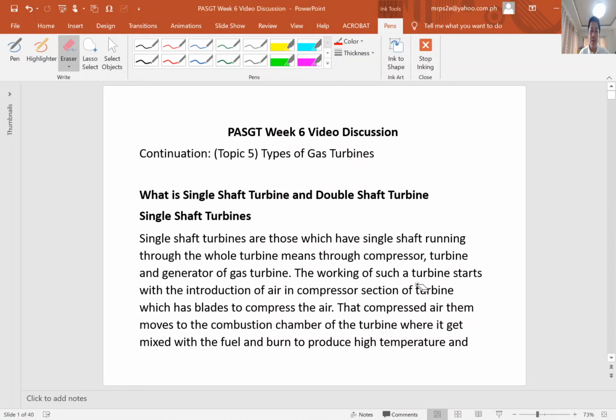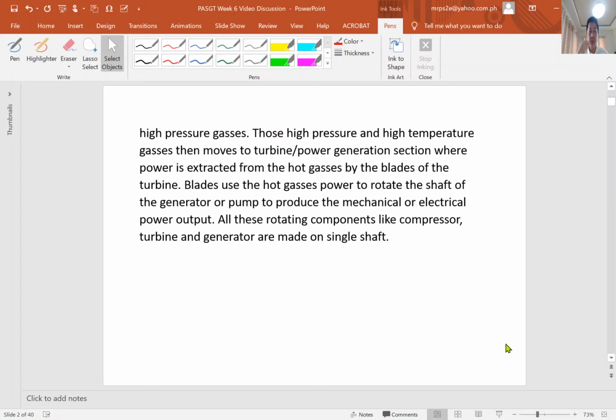The working of such a turbine starts with the introduction of air in the compressor section of the turbine, which has blades to compress the air. So, compressor. That compressed air then moves to the combustion chamber of the turbine, where it gets mixed with the fuel and burned to produce high temperature and high pressure gases.